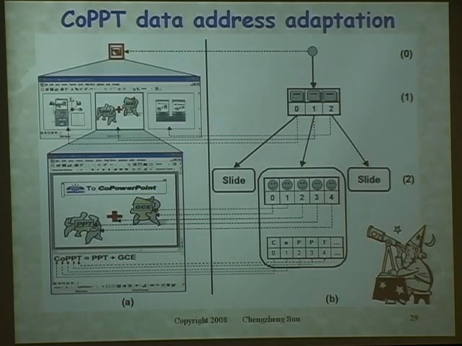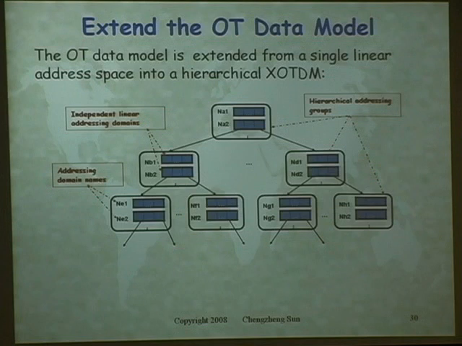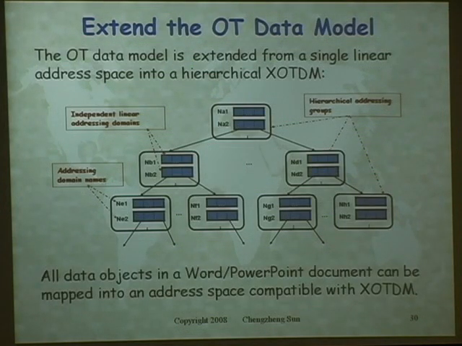Then after you establish this mapping, of course, the original OT data model is a single linear model. We need to extend the OT core technique to a hierarchical linear addressing space. This is the general tree of linear addressing domains. We don't need to go into the detail. Suffice to say that all the data models, those data objects in word processors and PowerPoint documents, can be mapped into an addressing space compatible with this. They are just instances of this general form, the so-called extended OT data model.